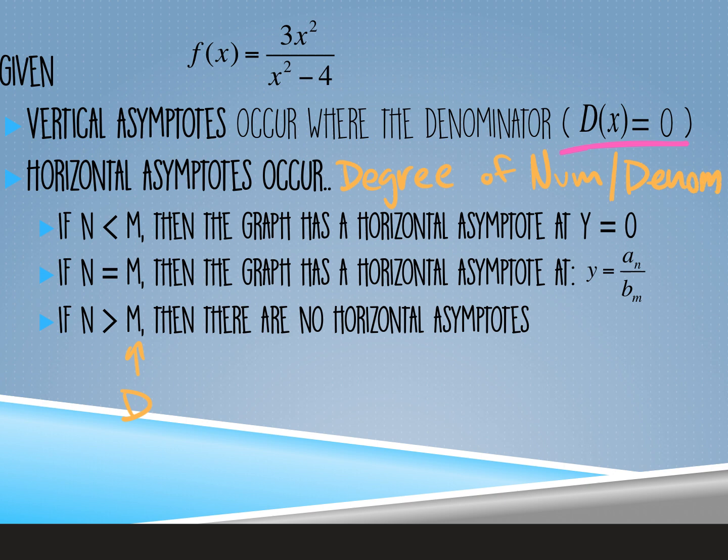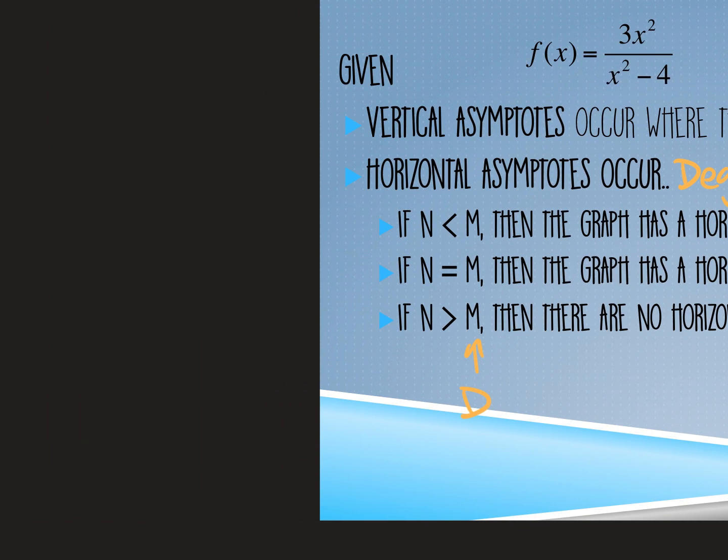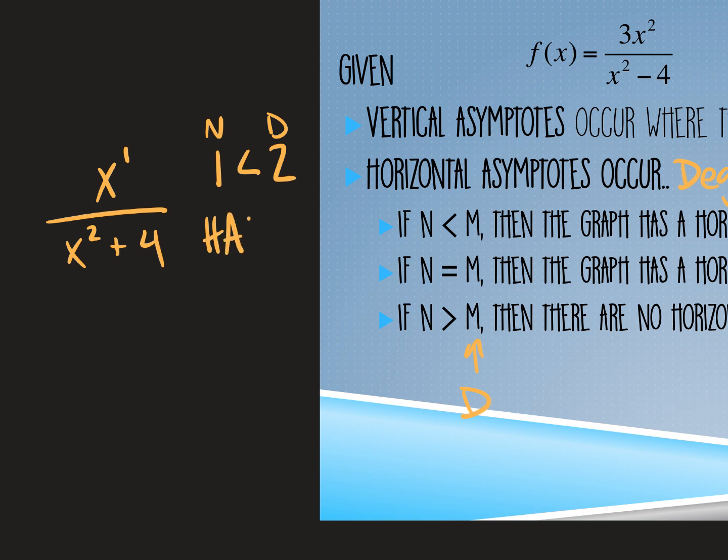So if the degree of our numerator is less than the degree of our denominator, then the graph has a horizontal asymptote at y equals 0. So for example, if I had something like x over x squared plus 4, what's the degree of my numerator? 1. What's the degree of my denominator? 2. So since 1 is less than 2, the numerator is less than the denominator, then my horizontal asymptote here would be at y is equal to 0.